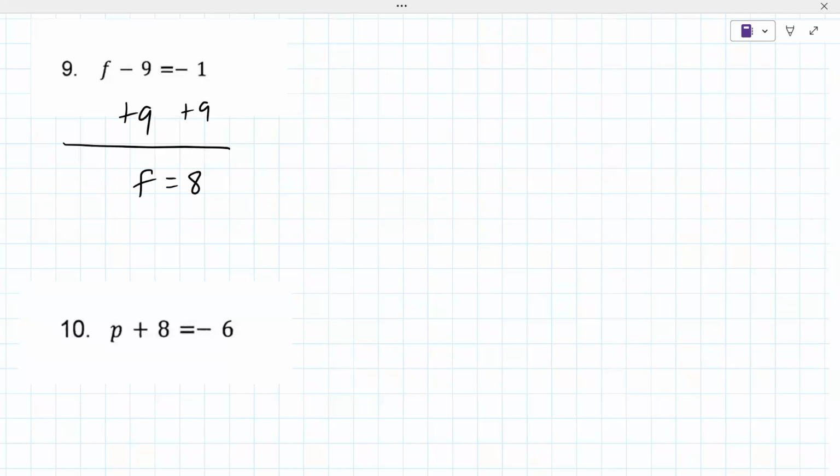B equals negative 14. Okay, that is correct. Okay. Next one.